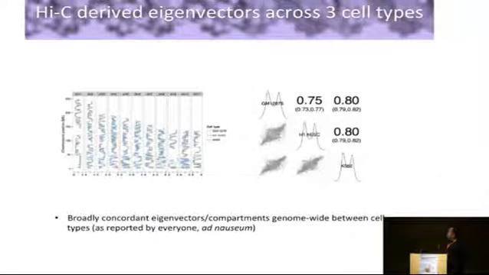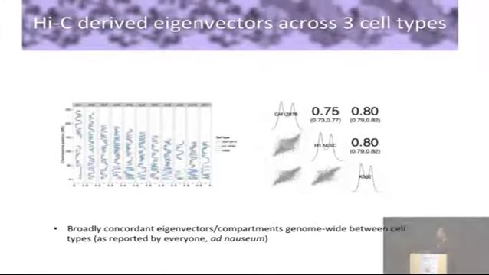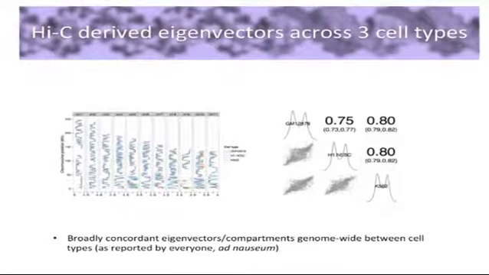This is just a quick look at the eigenvectors for some of the chromosomes. Here we've got the three cell types in different colors, and you can see at a glance that they're fairly well correlated around the genome. You can put numbers on this. These are Pearson correlation coefficients. And in common with just about everybody else, we find that they're well conserved, suggesting in advance that some aspects of higher order chromatin structure are rather well conserved between cell types.